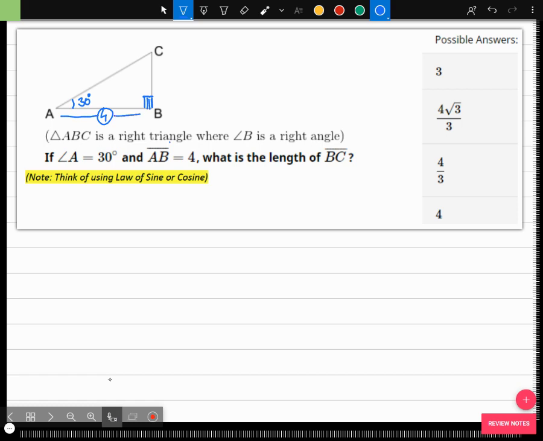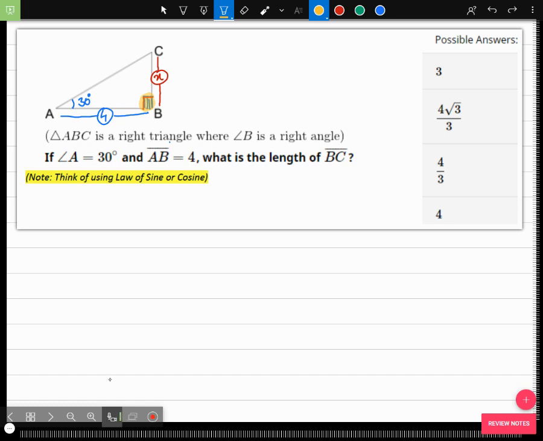Well, what is the length of BC? So here the question is, what is the length of BC? Let me mark this as a variable. This is given as a right angle triangle. Therefore, we know that this angle is 90 and we know this is 30 degrees. So if you know two angles, can you figure out the third angle?